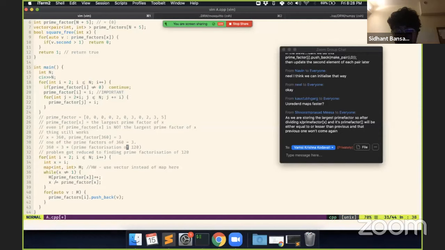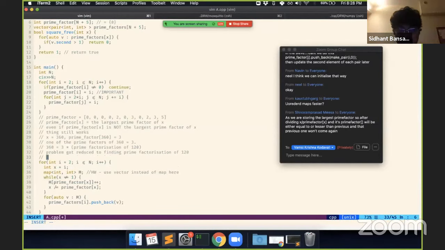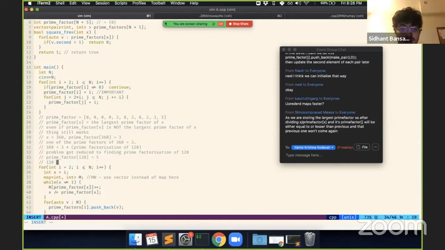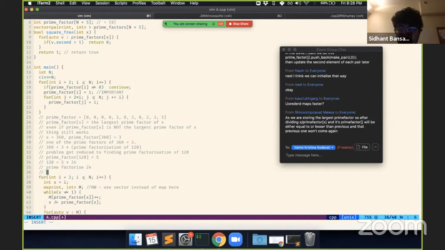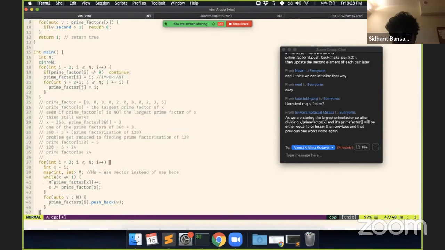If you got the prime factorization of 120, then you can just say 3 into that prime factorization and we're done. So now again, to find the prime factorization of 120, you'll again ask, give me one prime factor of 120. Maybe it gives you 5. So you know 120 can be written as 5 into whatever, 12? No, 24. And then you'll again ask, prime factorize 24. That's the way the method works.